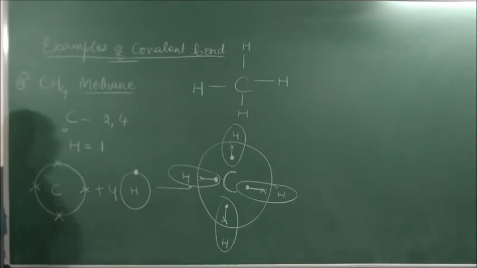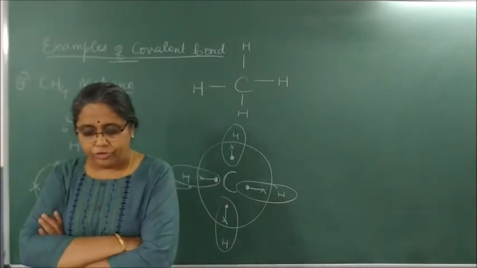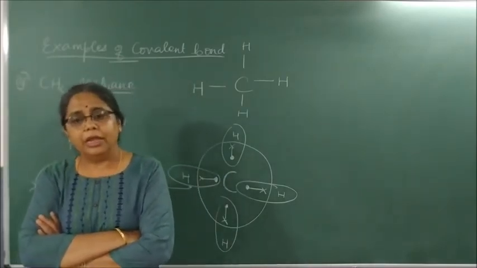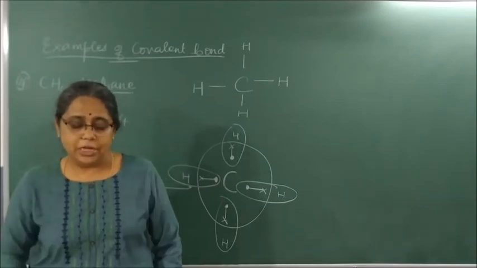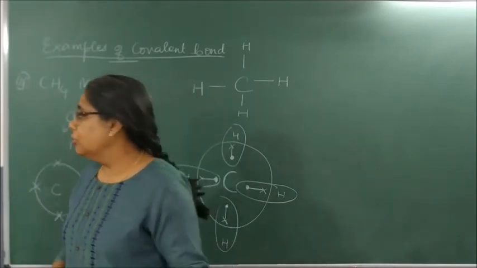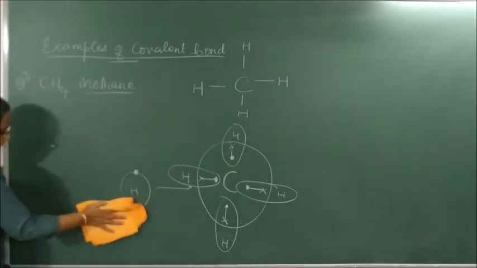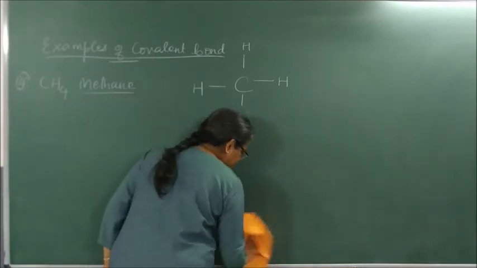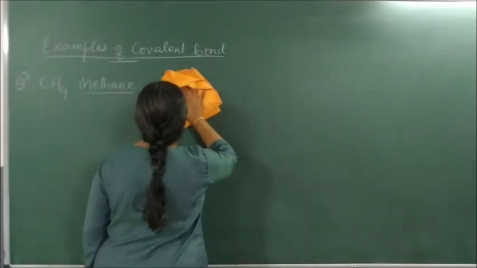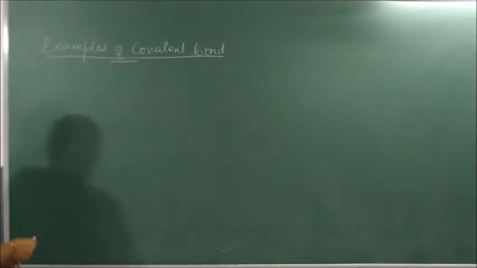Done. Now we will write, these were the 4 examples that were given in the textbook: hydrogen, oxygen, nitrogen and methane. Now we have to study more of them so that you really understand how covalent bonding takes place. So I will give you some time to draw and then I will explain again. Our next compound which we will study is water.